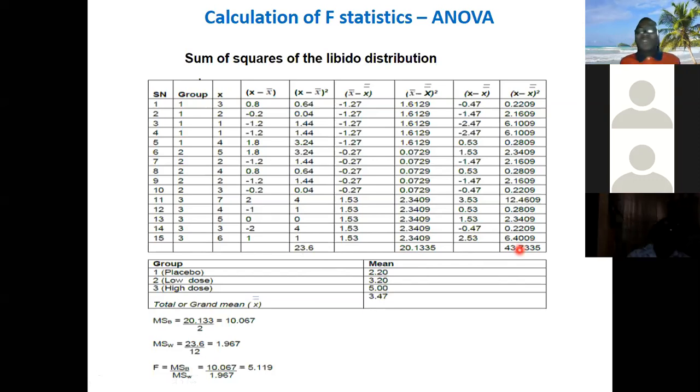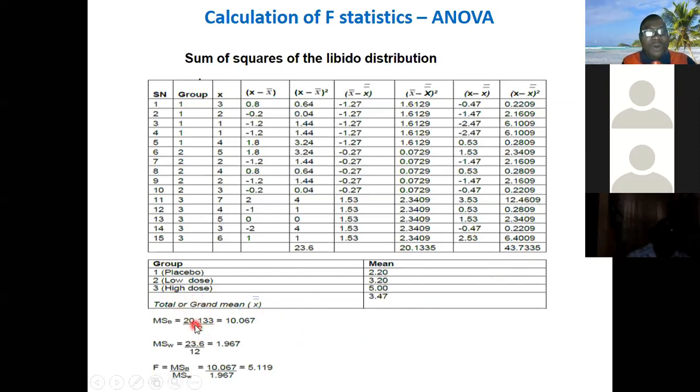How do you calculate the variance? You remember, you take the sum of squares and divide it by the degrees of freedom. You are not dividing by the number. We have already said it: we are not dividing by the sample size. We are dividing by the degrees of freedom, which is sample size minus 1. So look at it now.